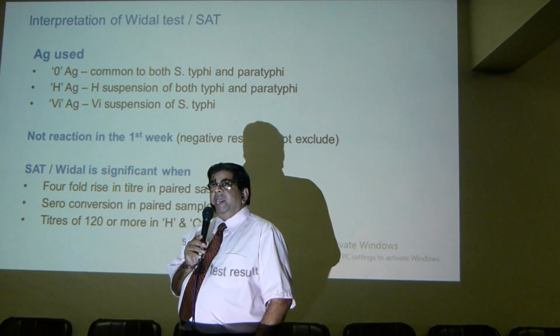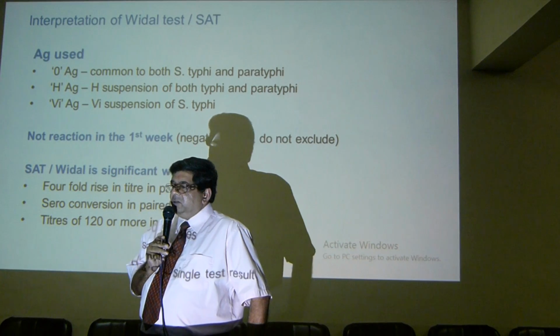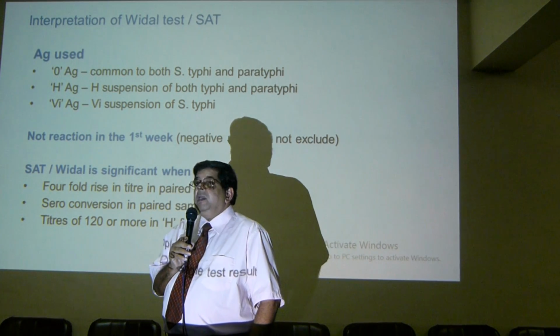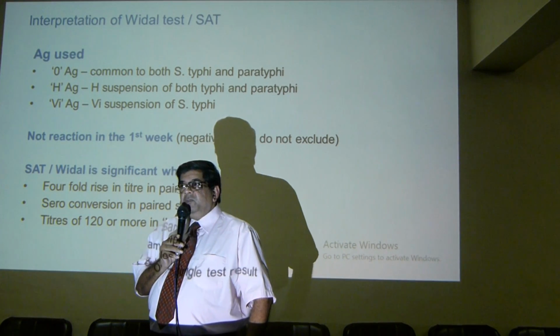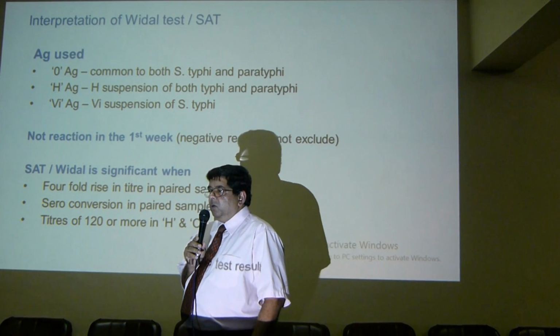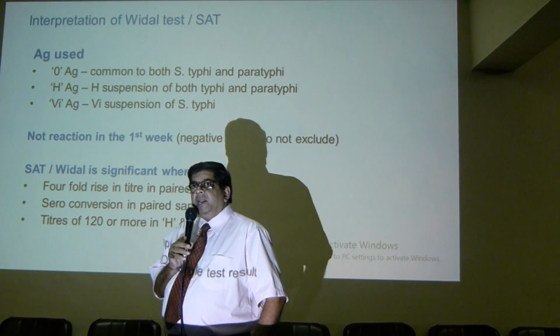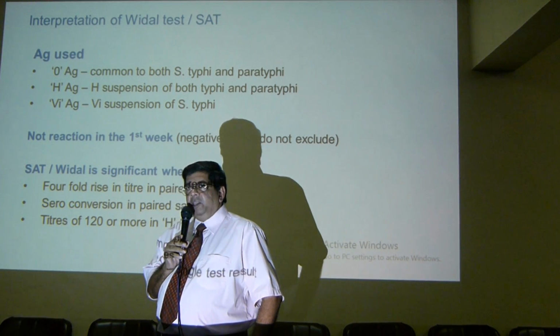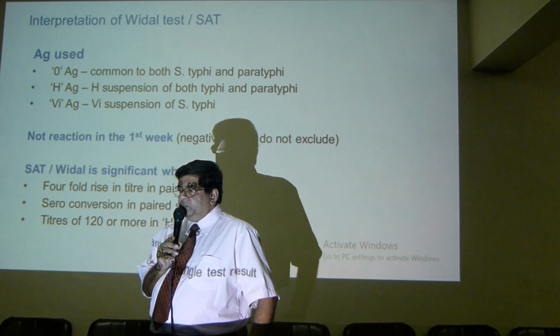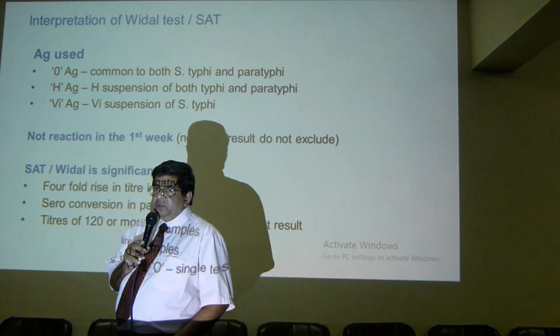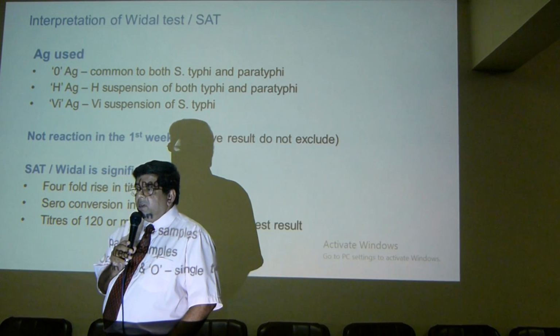But with the H antigen, whether it is typhi H or paratyphi H, then we might be able to differentiate typhi and paratyphi. VI antibody will arise only in the case of typhi or paratyphi C. So those are the basic rules about antibody detection.